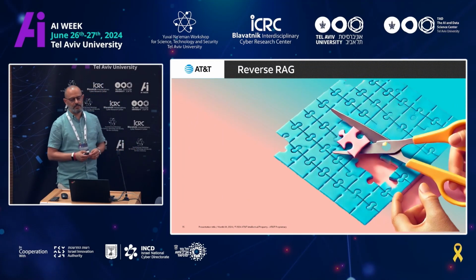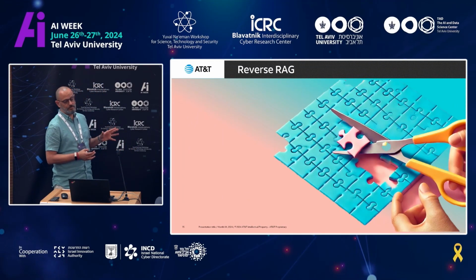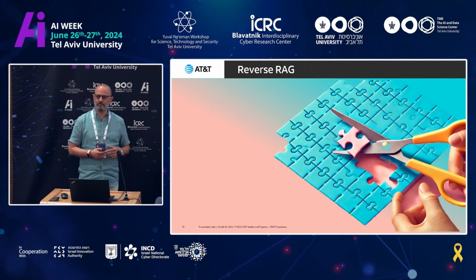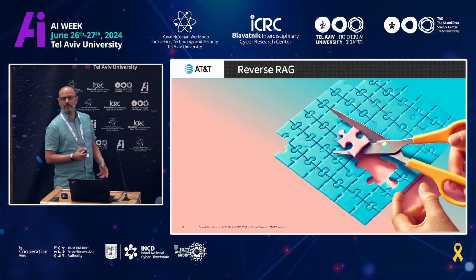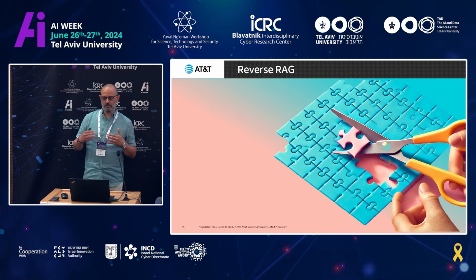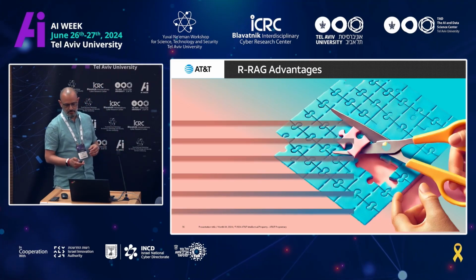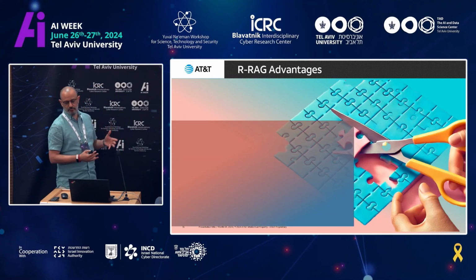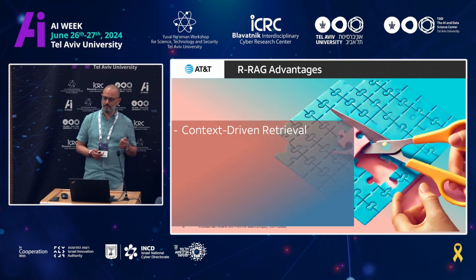The next technique is one that we're currently experimenting with. It's called reverse RAG. That's the last one I'm going to discuss today. And it's called reverse RAG because the generative process precedes the retrieval mechanism. And then the initial generation provides a context that guides the retrieval process.